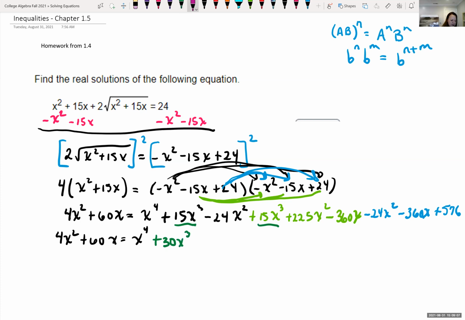And then here we have, let's look at the squares. We have a negative 24x squared minus a 24x squared. That's negative 48x squared plus a 225x squared. So let's look at 225 minus 48. And so that's going to give us plus a 177x squared.